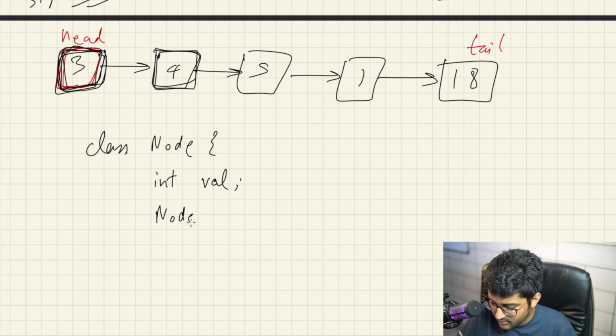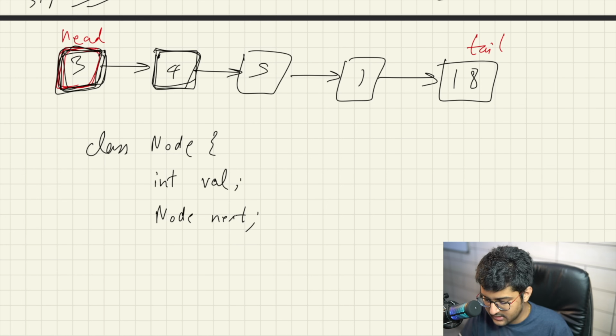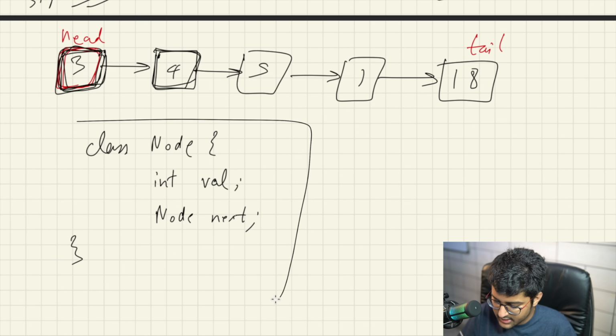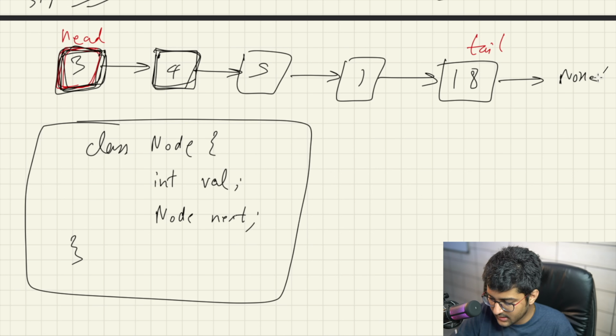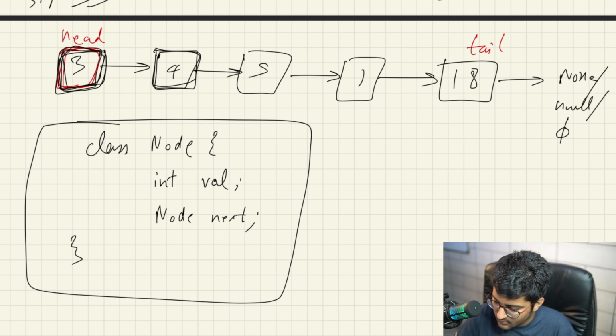So node next is equal to what? Something like that. This is what the representation is going to be of every single box over here, and every single box is known as a what? Every single box is known as a node in linked list. Now, if you want to create new ones, by default this is going to point to none or null or whatever, in Java or Python or whatever you want to do. Okay, that's it. This is the structure of linked list.